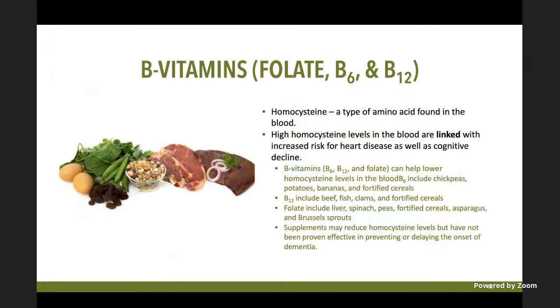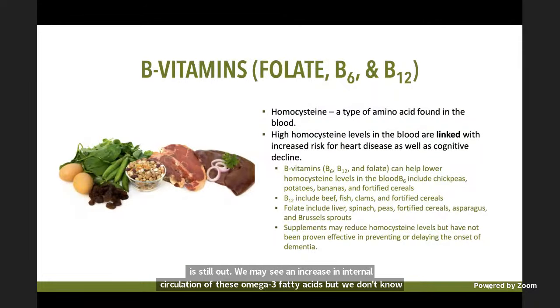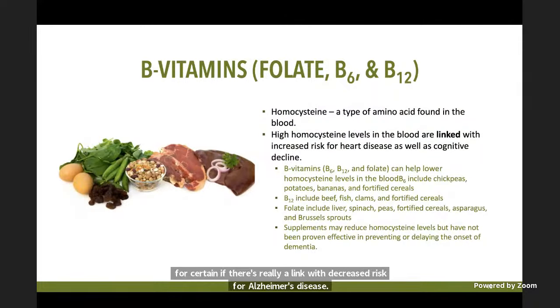B vitamins such as folate, B6, and B12, intakes of those can be beneficial because of a type of amino acid that's often found in the blood that's called homocysteine. And we know from research that high levels of this amino acid have been linked with not only an increased risk for heart disease, but as well as cognitive decline.